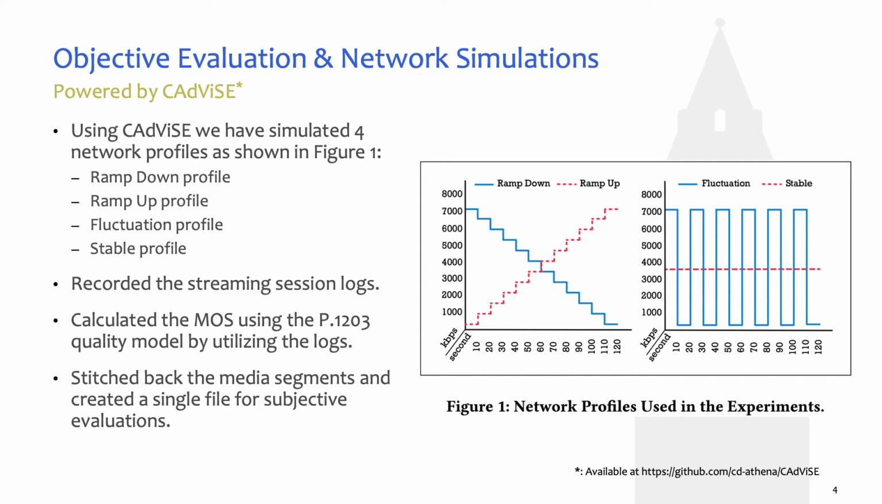The streaming session will be recorded in database in form of streaming session logs, and these logs will be used later for calculation of the objective MOS using P.1203 quality model, and also will be used to stitch the media segments together and generate a single MP4 file. The MP4 file will later be used for subjective evaluations, and participants will watch these MP4 files and cast their votes with a range of 1 to 5.